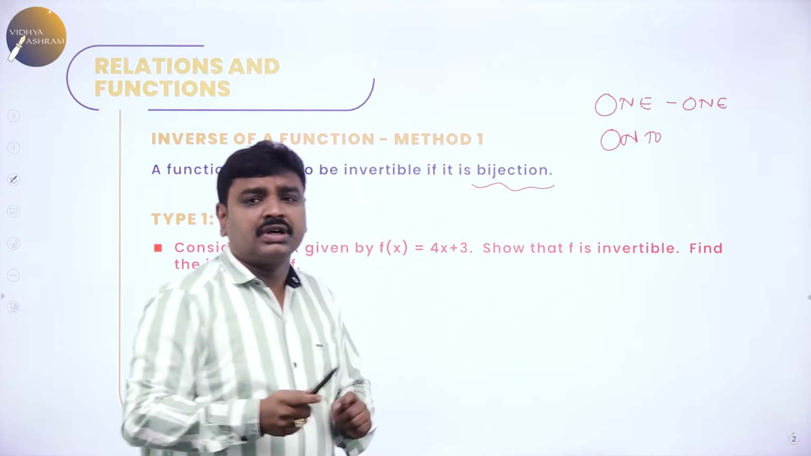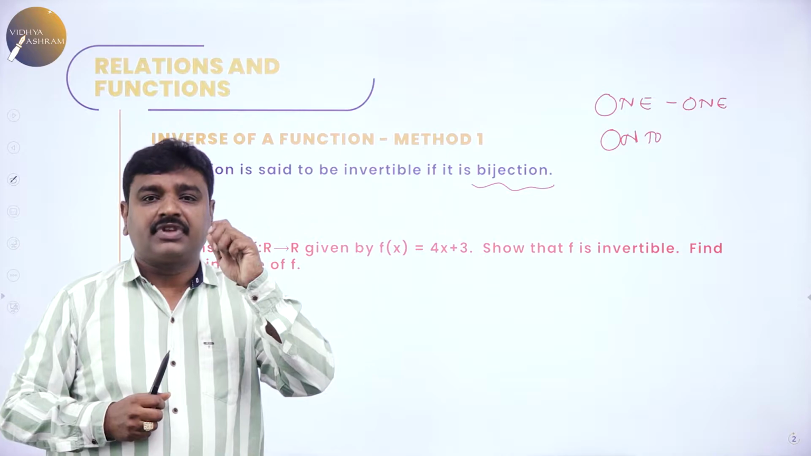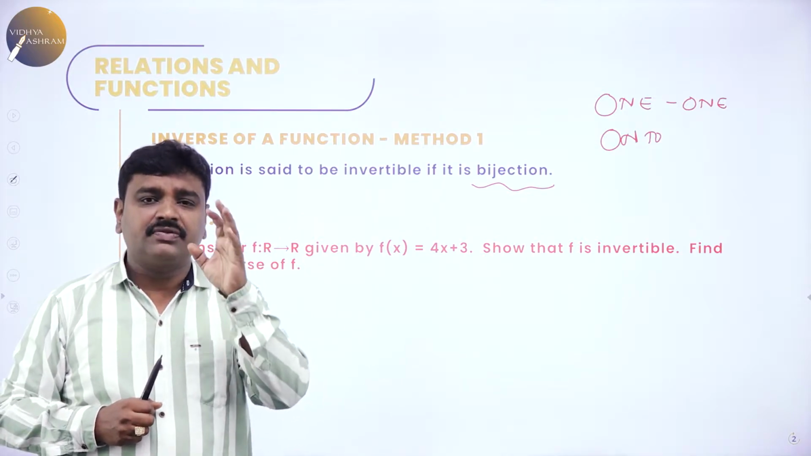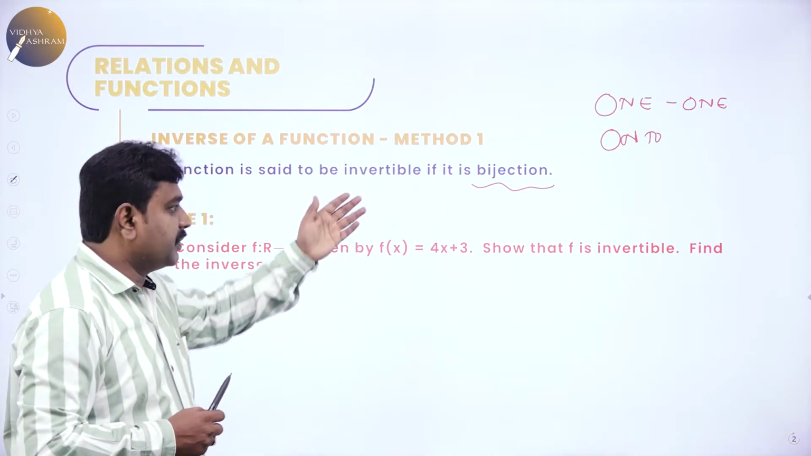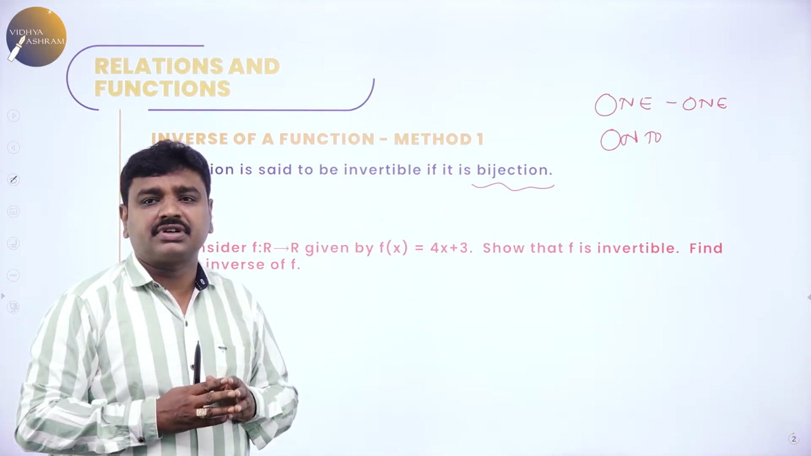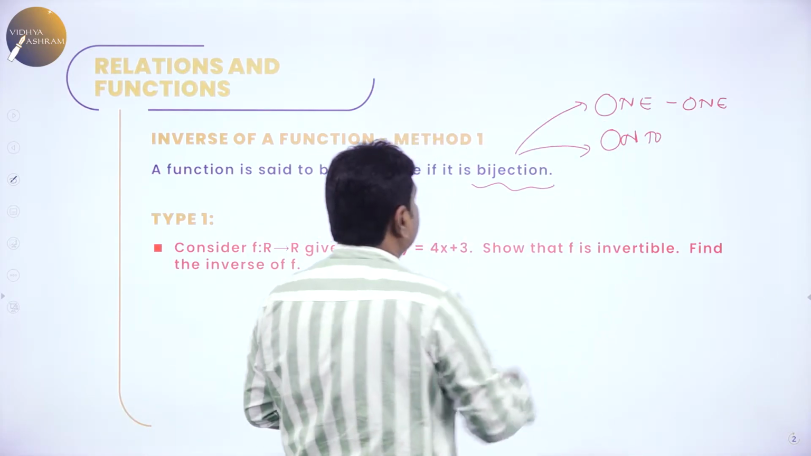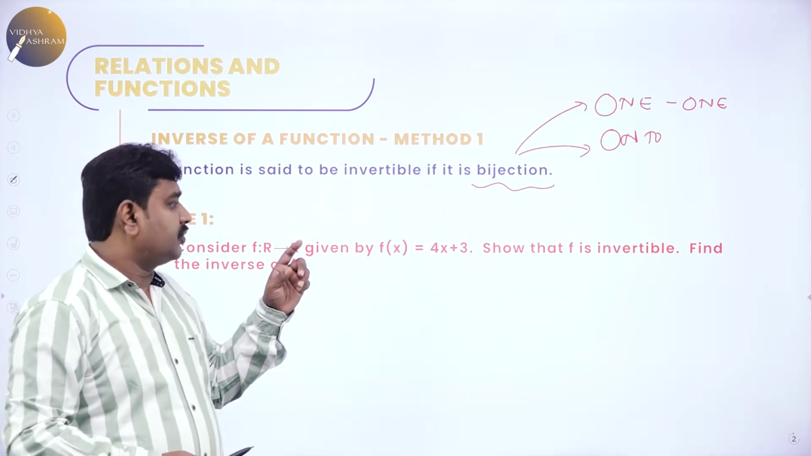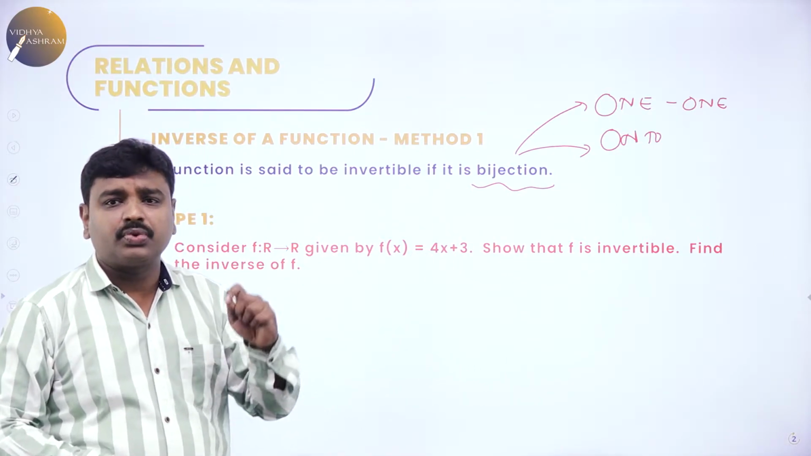So that's why we say a function is invertible, or for a function the inverse exists, if it is bijective. What is meant by a bijective function? It should be both one-one and onto. This is method 1. In method 1, they'll ask you to find the inverse, and before finding the inverse, they'll ask you to prove it is invertible.